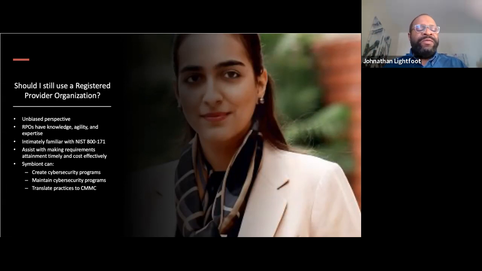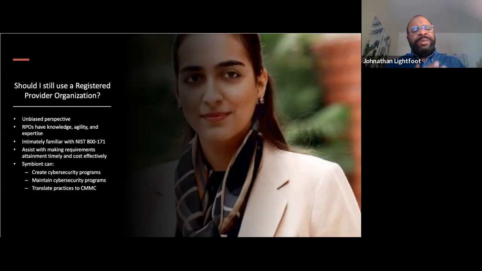That is very beneficial. At Symbiont, we actually work with companies. We're one of the reasons I'm in San Antonio. We help them create their cybersecurity processes, also maintain those programs for cybersecurity, and translate the different practices into CMMC. If you read the standards, some of them can make doing regular business very arduous for an organization. You may have somebody in your accounting department like, oh my gosh, it's made my job 10 times harder.